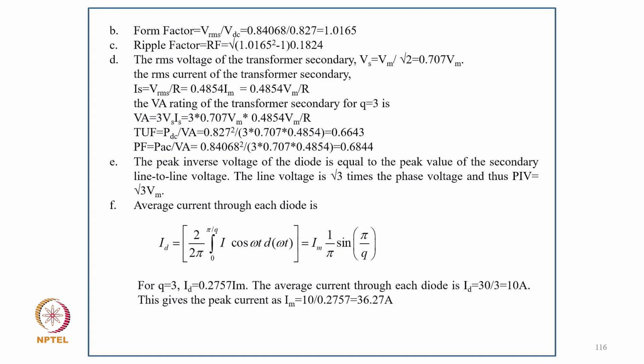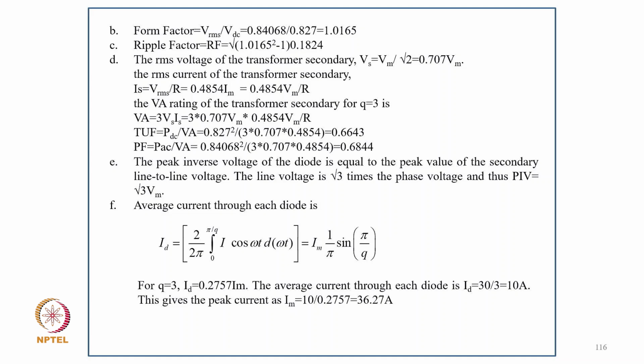And B, the form factor, Vrms upon VDC, becomes 1.0165, and the ripple factor is the square root of form factor square minus 1, that becomes 0.1824. The RMS voltage of the transformer secondary Vs equals Vm upon root 2, that is 0.707 Vm.